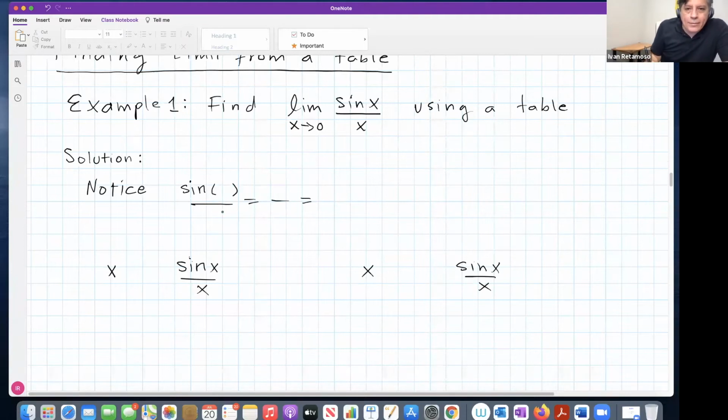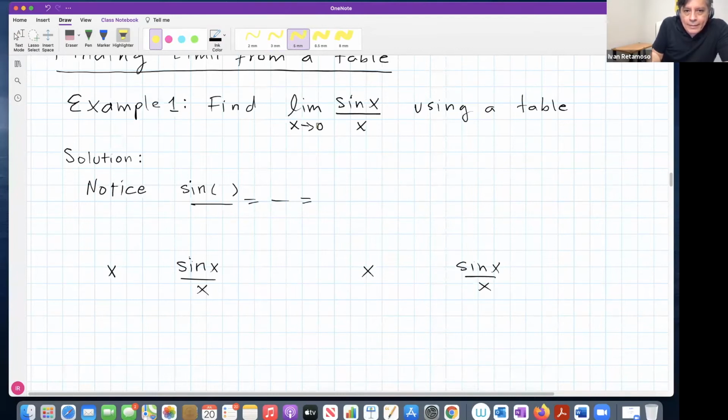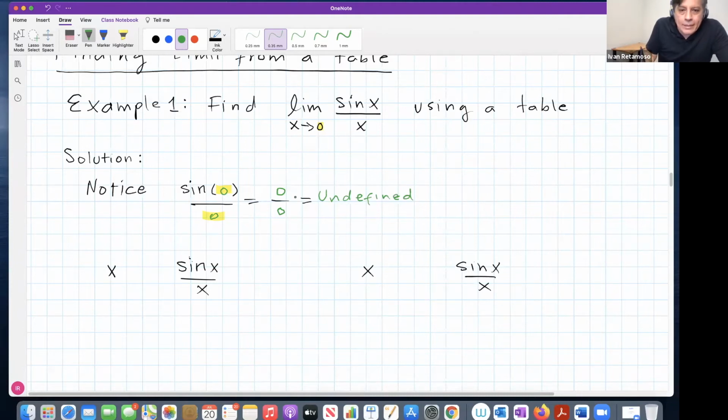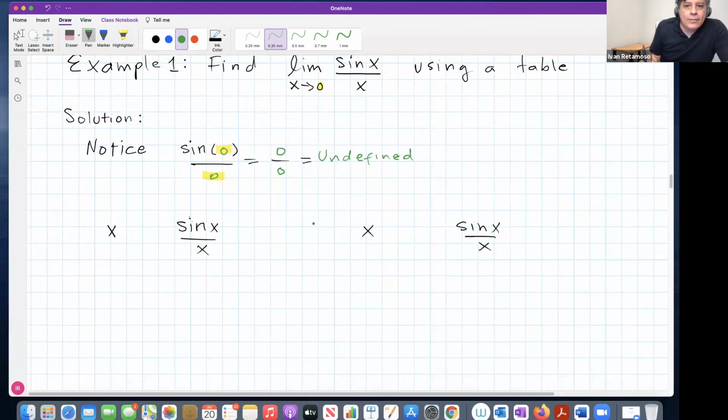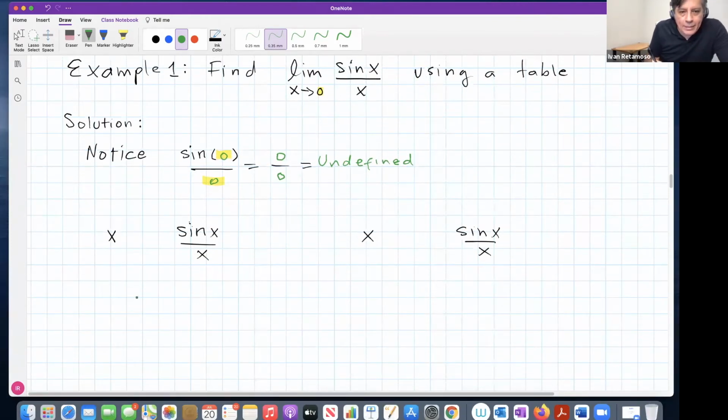Solution. Notice if you look at this guy, 0, right? 0 here. And you try to evaluate at 0, what happens? Unfortunately, sine of 0 is 0 over 0, undefined, right? Undefined. So there's no way to evaluate this function at 0. But however, I don't require this for a limit, right? For the computation of a limit, because limits deal with what happens on the neighborhood of 0, right? Not necessarily at 0.